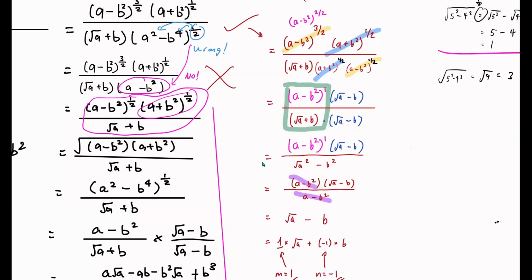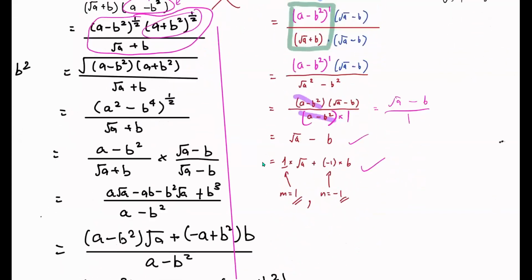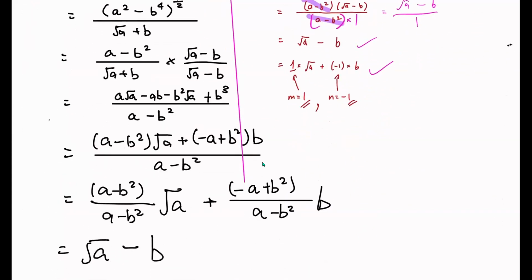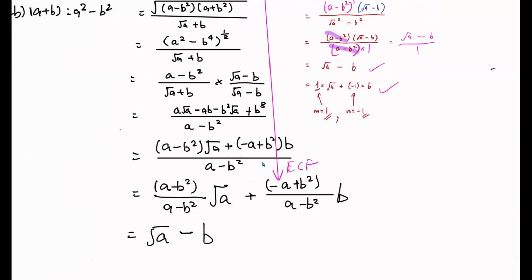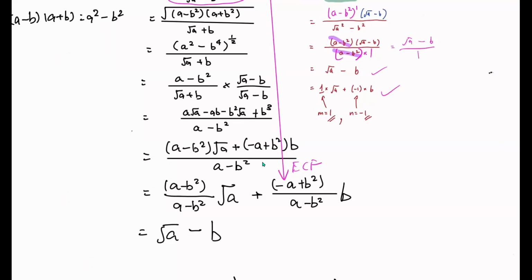You can think of this as bracket power, bracket times 1. Okay, so they cancel away the purple color factor. And I have root a minus b over 1, which is root a minus b. So 1 times root a plus negative 1 times b. I don't know how you managed to get the right answer. Yeah, no idea. But okay, very cool, interesting.